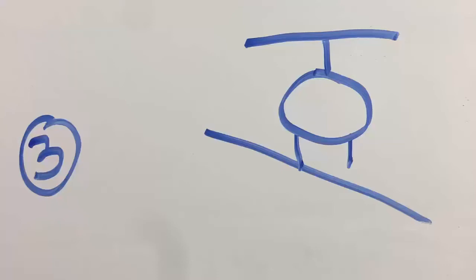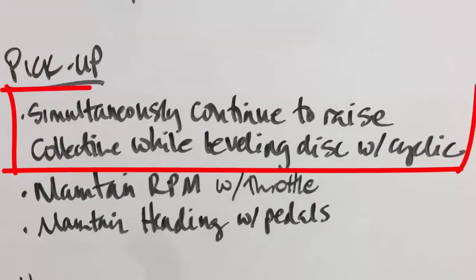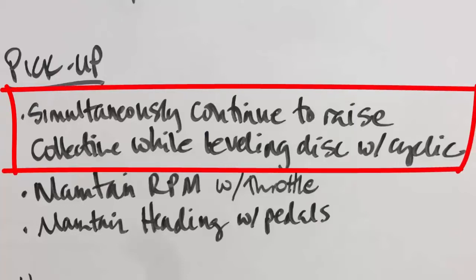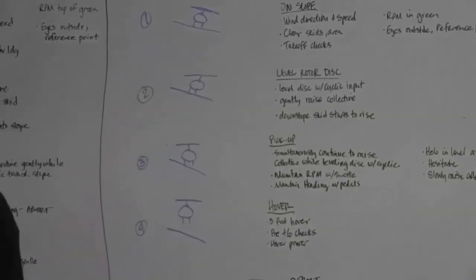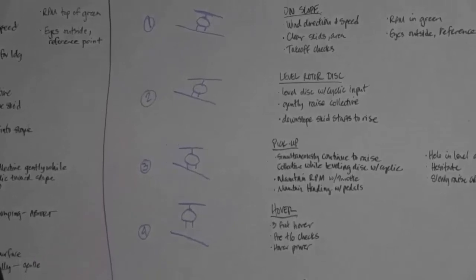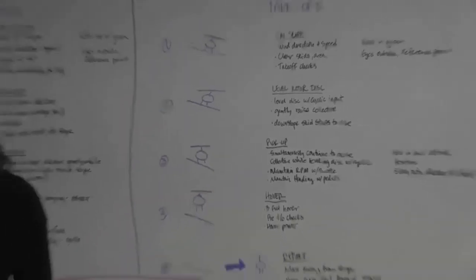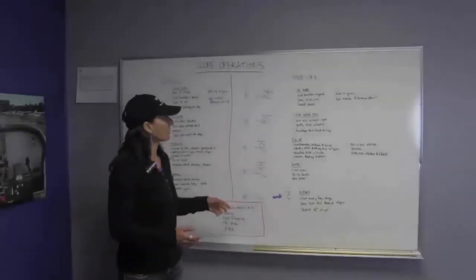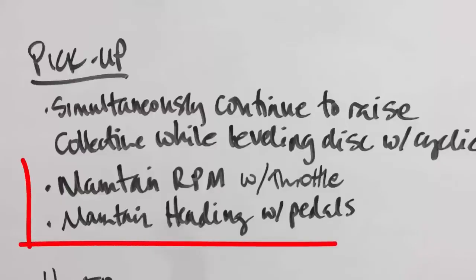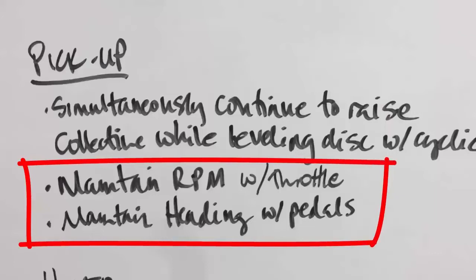At step 3, you're going to simultaneously continue to raise the collective while leveling your disc with the cyclic. Here we had the rotor disc into the slope. Now that you're coming off the ground, you don't want to do that anymore. You want to have it more level with the horizon. So you're going to have simultaneous collective and cyclic input to make sure you level that disc and gently pick up your skids off the ground. You're going to maintain your RPMs with the throttle and maintain your heading with the pedals.